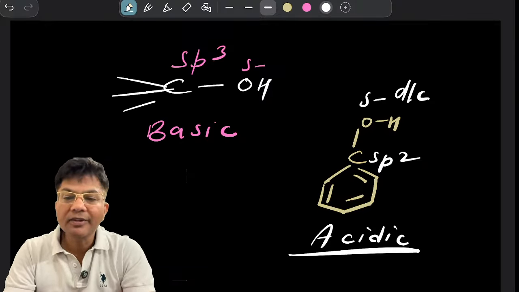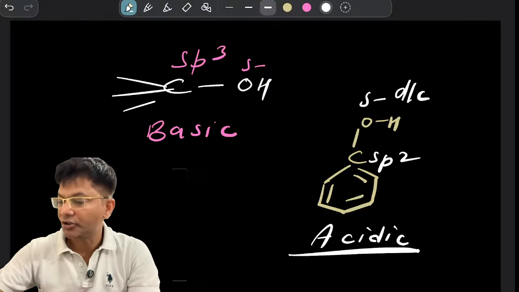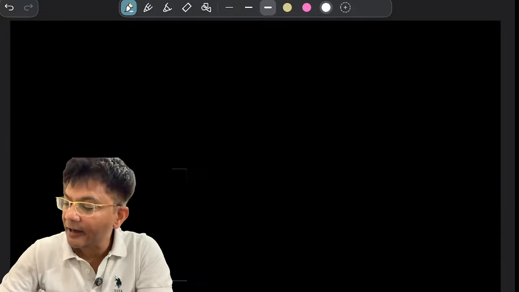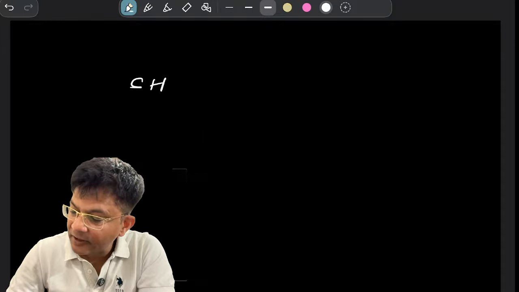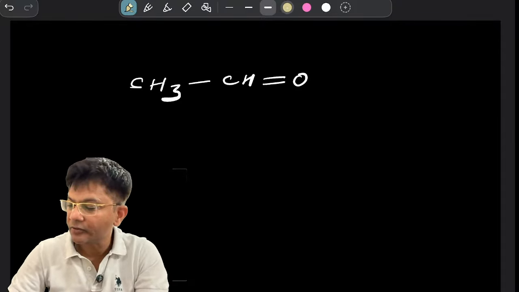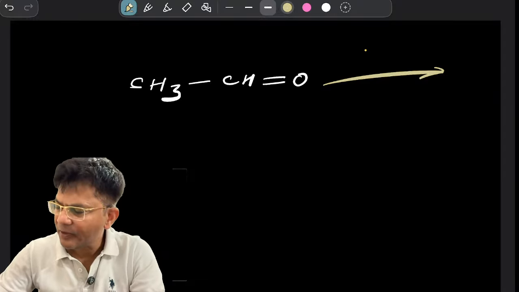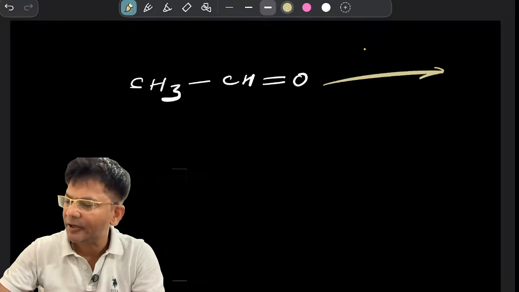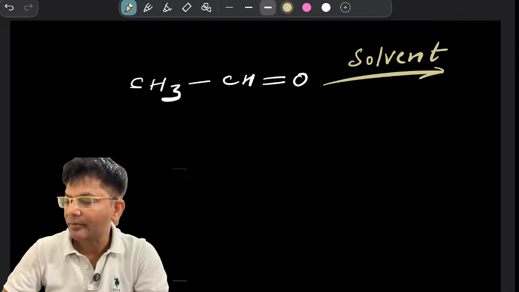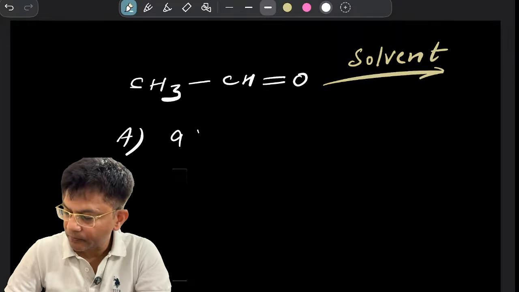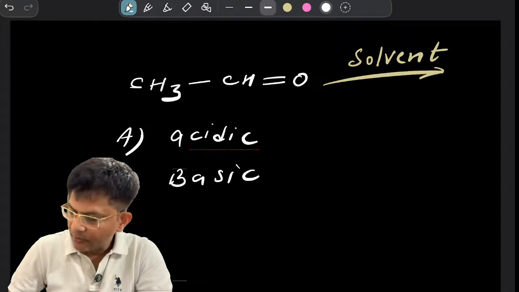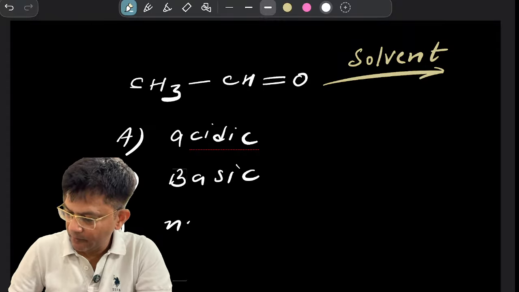Now, by keeping this thing in your brain, if the examiner is asking one question, that acetaldehyde is acidic, basic, or none of these, and it is placed in any medium, acidic medium, basic medium, or neutral medium, or some solvent is added. Now tell me, the first option is that it is acidic in nature. The second option, it is basic in nature. The third option, it is none.